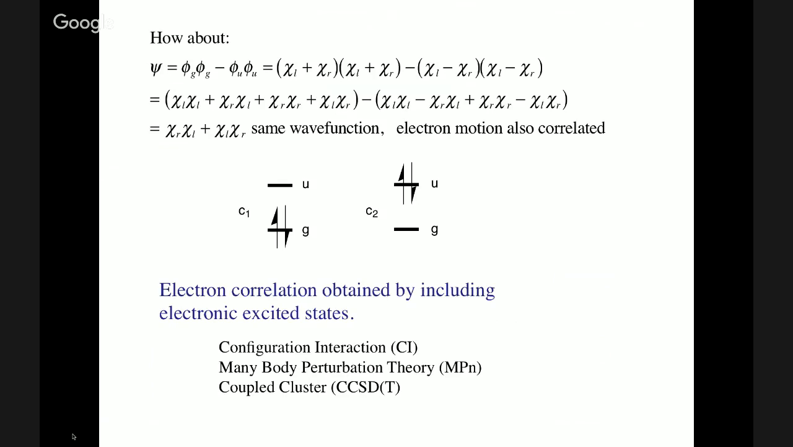Okay, we can take and make the minus combination where we take our first product wave function and add on a second product wave function. First one where you put both electrons in the G orbital, second where you put both electrons in the U orbital. We can take that, expand it out, and we end up with a wave function that is a plus combination. And so by adding these together, or subtracting them from each other, we've included electron correlation.